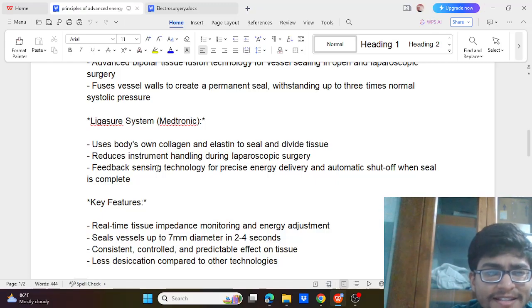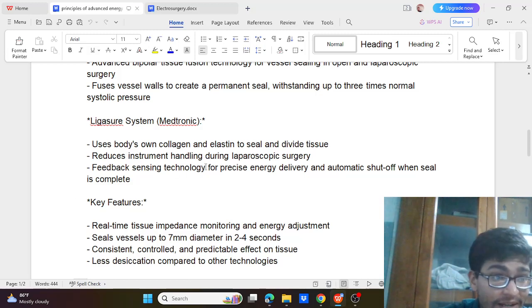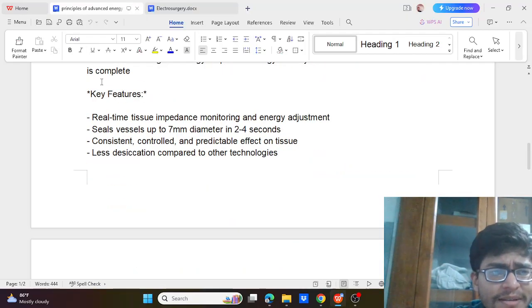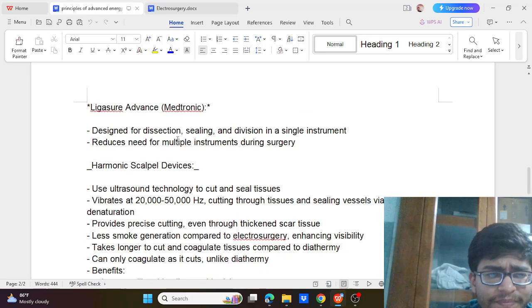There is special feedback sensing technology for precise energy delivery, and there is automatic shutdown of energy when the seal is complete. So this is very important, that is feedback sensing technology, which is available in this bipolar electrosurgery LigaSure. Then some key features are real-time impedance monitoring and energy adjustment. It is more conservative, seals vessels up to 7 mm in 2 to 4 seconds. We have to consider that it is slightly time consuming. It has consistent control and predictable effect on tissues, less desiccation as compared to other technologies.